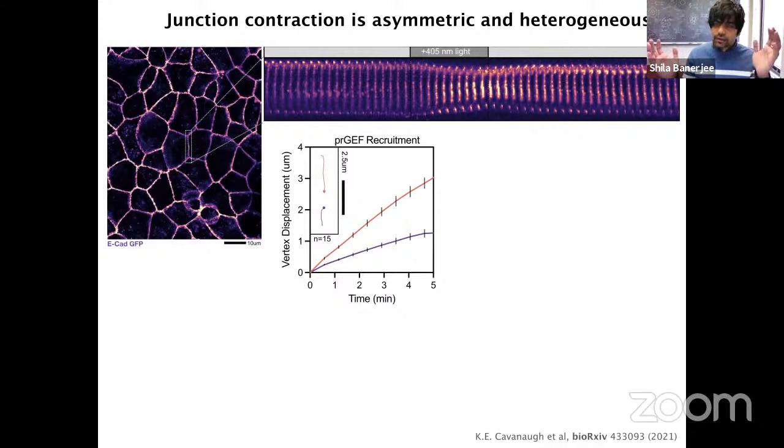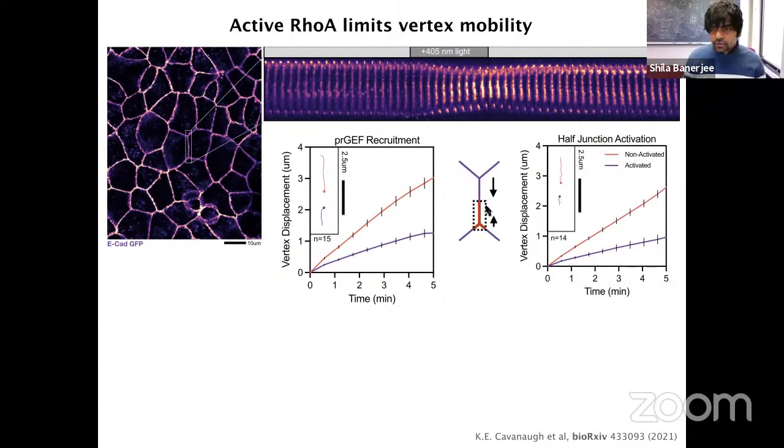When you apply a low light intensity of RhoA, you see the junctions contract, but the vertices sort of stabilize, right? So what underlies that? To do that, what Kate did was to activate Rho on half a junction, okay? And she saw that the junction that you activate does not move as much as the junctions you don't activate, okay? So in a way, Rho activity was inhibiting motion, okay?